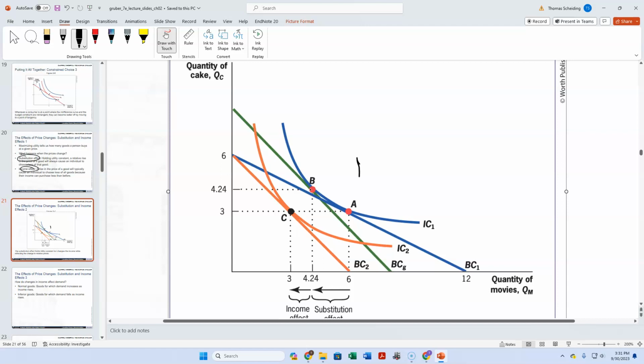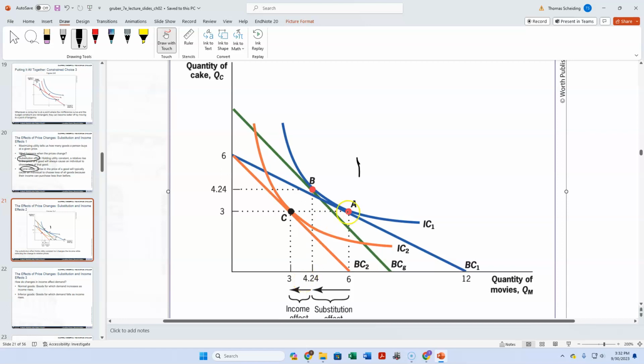Now, what we do then to capture the income effect is we use that budget constraint line drawn exactly parallel, and we bring it down to get to the point where it's just tangent to our newly drawn indifference curve. And that's our shift, or our movement from B to C. And that's our income effect right here.